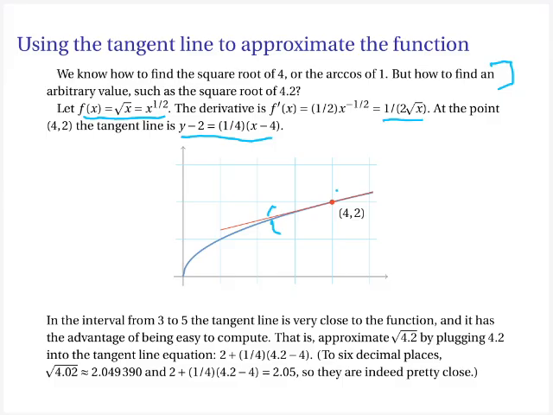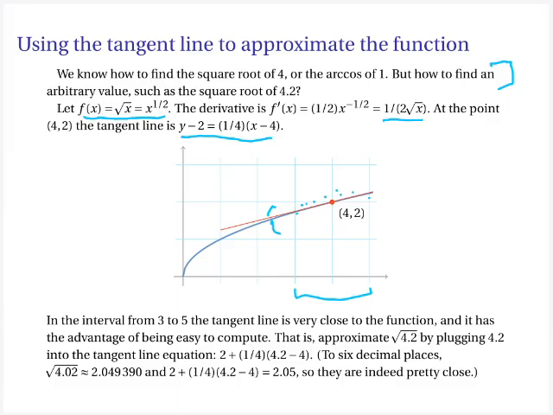But I want you to look at this picture. If I, for example, focus on inputs between 3 and 5, the tangent line is very, very close to the function. So close that, in fact, you can't really tell them apart here. Maybe just at the very edge down here at x equals 3, or just at the upper edge here at x equals 5, you can just kind of tell them apart.